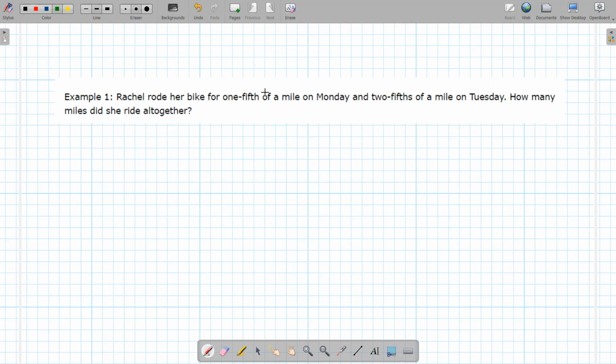If you're confused about these, just forget about the fractions. Let's say she biked 3 miles on Monday and 2 miles on Tuesday. How many miles did she ride altogether? 5, right? Not 6, 5. So when in doubt, just pretend it's not a fraction. It'll help you see it. So here we need to add them up: 1/5 plus 2/5, that's just 3/5, and we're done.